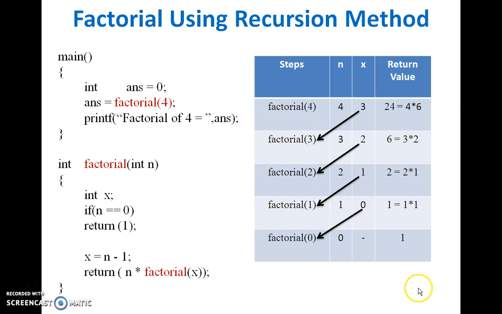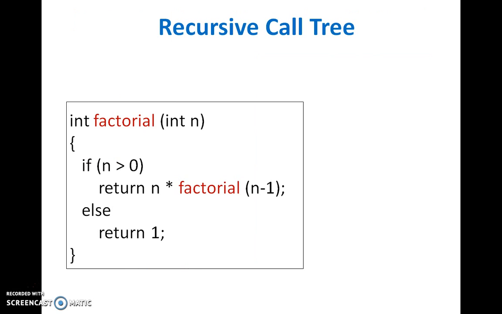So this value is returned to factorial 1. Here the value 1 will be written where n's value is 1. 1 into 1, 1 is returned to the factorial function call of factorial 2. Then 1 into 2 is returned to factorial 3, and factorial 3 is returning the value 6 to factorial 4, and factorial 4 is returning the value 24 to the main function. So in this way the recursive function call is done.